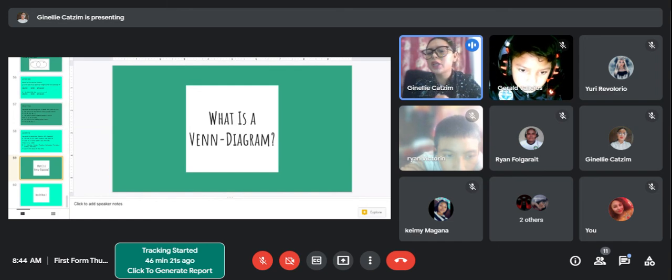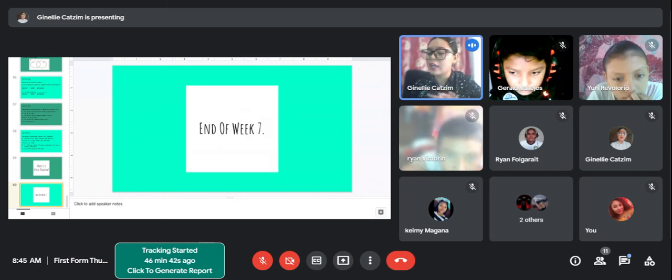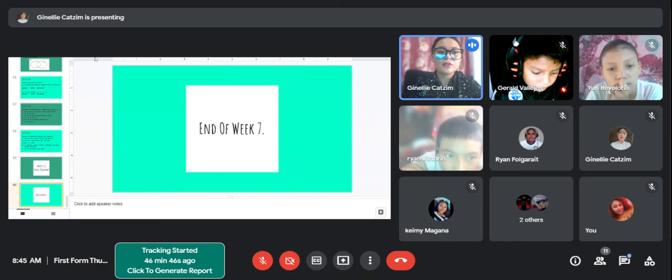As I mentioned, we will not go into details on Venn diagrams. That is the only thing we need to know. And this was just to make sure you were paying attention. So that is for today and that is for this week. If you have any questions concerning these topics, you can always message me and we will discuss it. This is the end of week 7.